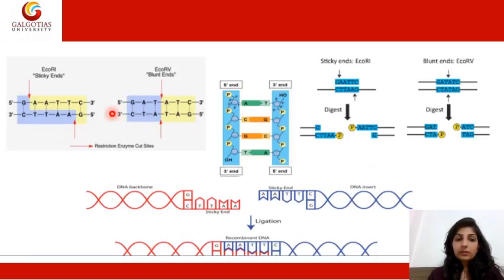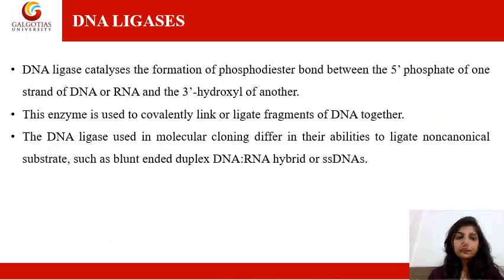So these are your steps. First, the restriction enzyme will cut at its sites. This is your sticky end, these are your blunt ends. Now the 3' end and the 5' end of the sticky ends from E. coli, that is the step of digestion, will occur. Then blunt end digestion and then the step of ligation. So this is the formation of recombinant DNA.